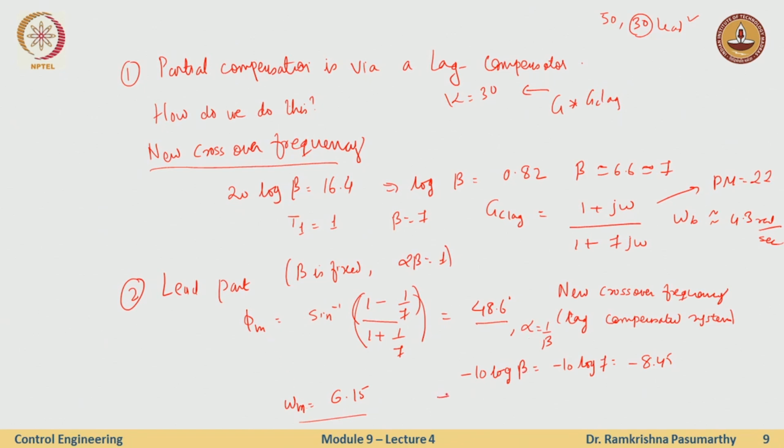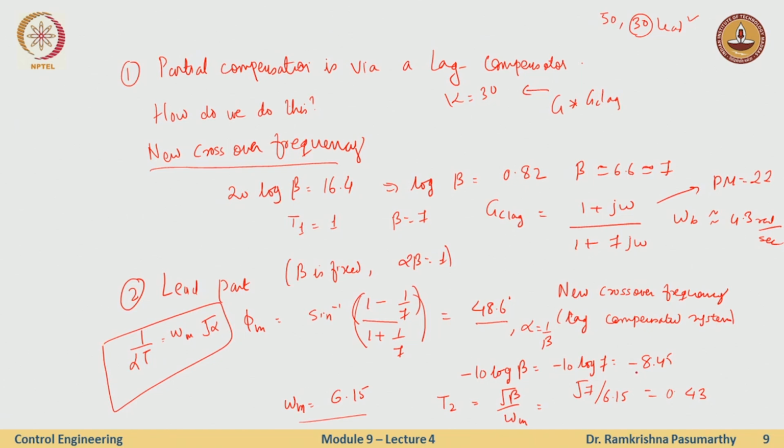Now once I get this omega m, I know alpha or beta, I know omega m, I know phi m, I can compute T2 as square root of beta by omega m, and this turns out to be square root of 7 over 6.15. This is 0.43. If you remember the formula, it was 1 over alpha times T is equal to omega m square root of alpha. Just go back to the slides of the lead compensator and you will get to know this.